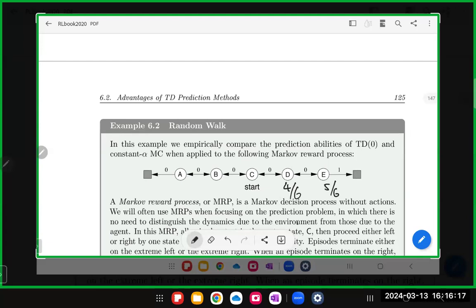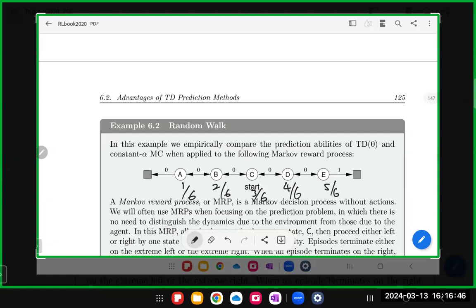Intuitively, the value of E should be higher than the value of D, right? Because if you start at D, the probability of getting more reward is higher. If you start at A, then you are most likely to end up in the left terminal state rather than the right terminal state. So you can just calculate these things mathematically. You'll get these as the true values for these states. For the given policy, these are the true values.